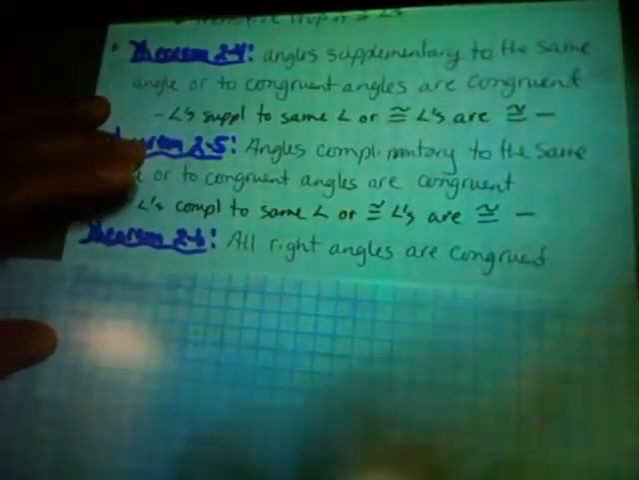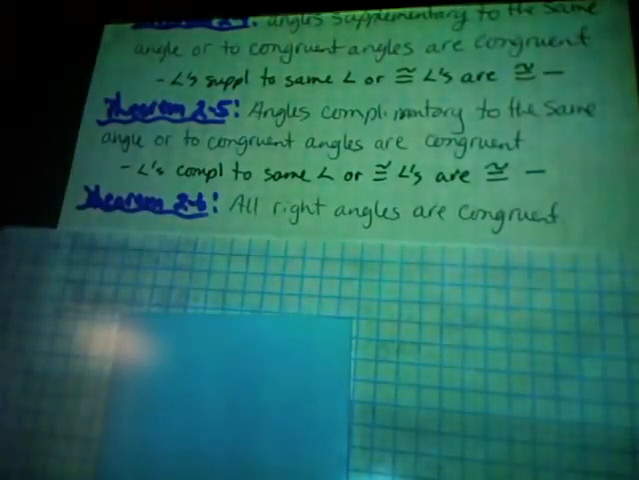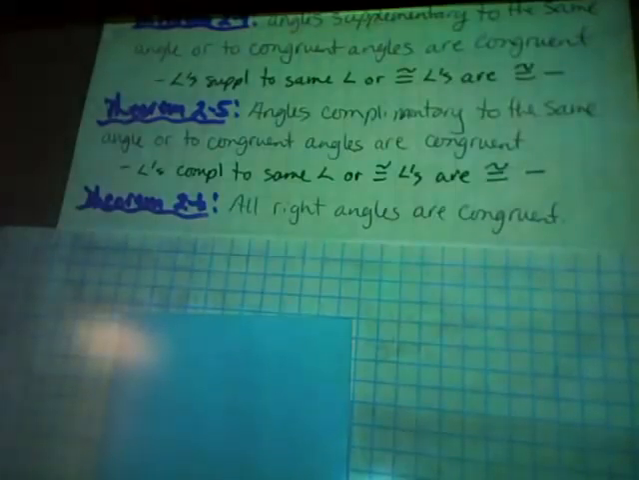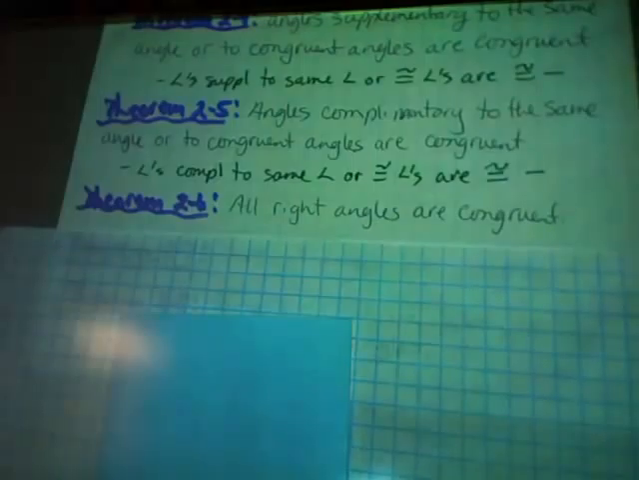Little bitty theorems. Stuff you should already know. This is kind of a no-duh theorem. Theorem 2.6, all right angles are congruent, because what's the measure of a right angle? 90 degrees, so that makes sense, right? But the reason why we have a formal theorem behind this is because we're using this in our proofs. And you can't use a statement of fact in a proof if there's nothing official behind it.